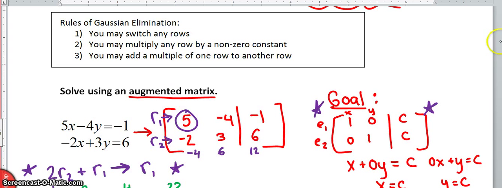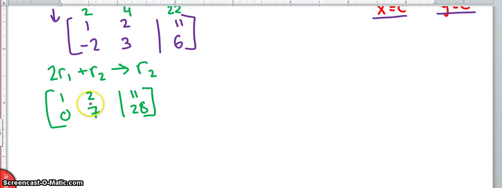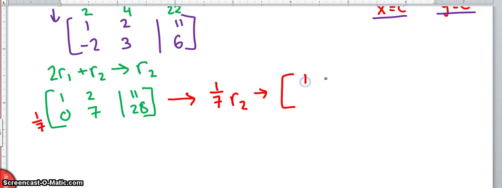Keep in mind, we've added a bunch of rows together at this point, but we can also multiply a row by a non-zero constant. The reason I bring this up is because I noticed in order to make the 7 a 1, all I would have to do is divide by 7, which is the same thing as multiplying by 1/7. So in order to move to our next step, I'm going to multiply 1/7 by R2 and just change that row here. So our new matrix would become 1, 2, 11, and this 0 divided by 7 is 0, 7 times 1/7 is 1, and 28 times 1/7 would be 4.